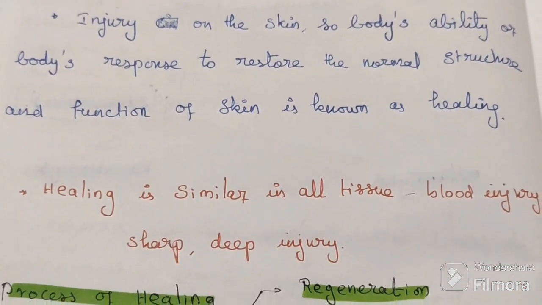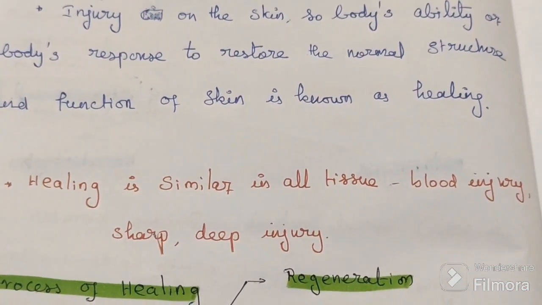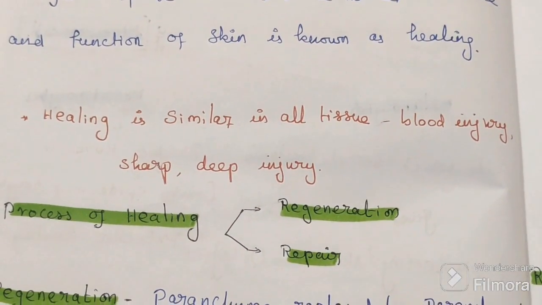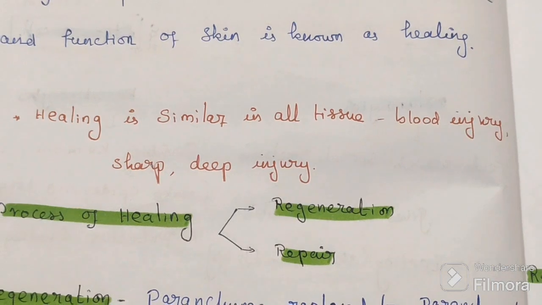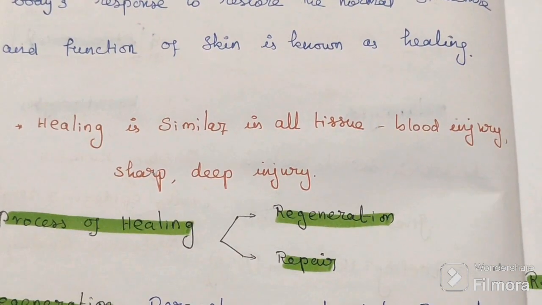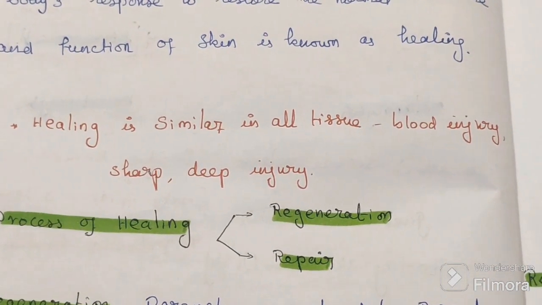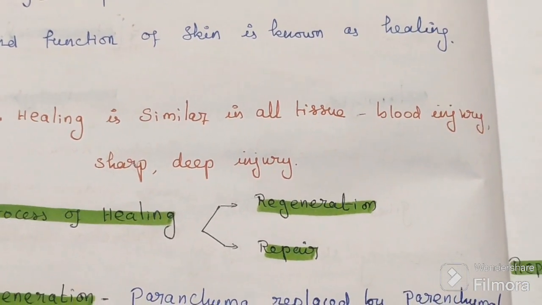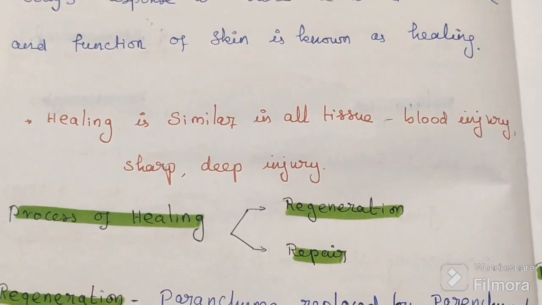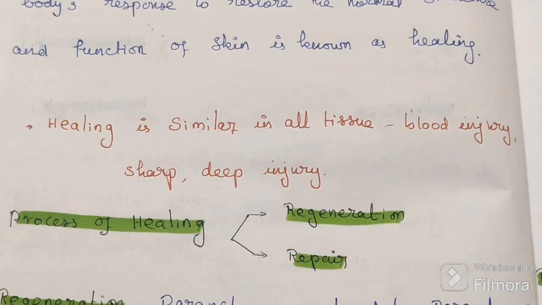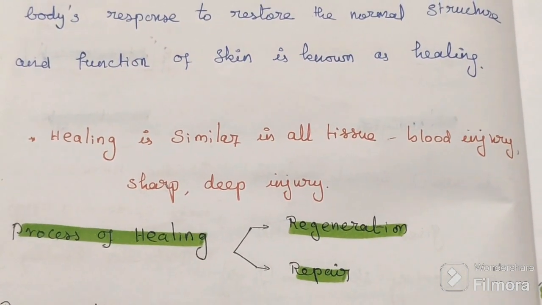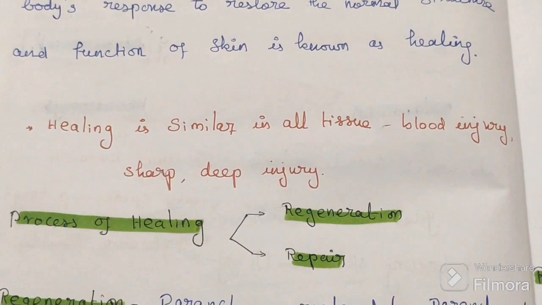The main thing is that healing is similar in all tissues. It is independent of the mode of injury, whether it is a blunt injury, a sharp injury or a deep injury. It is the same in all. So healing is similar in all tissue.